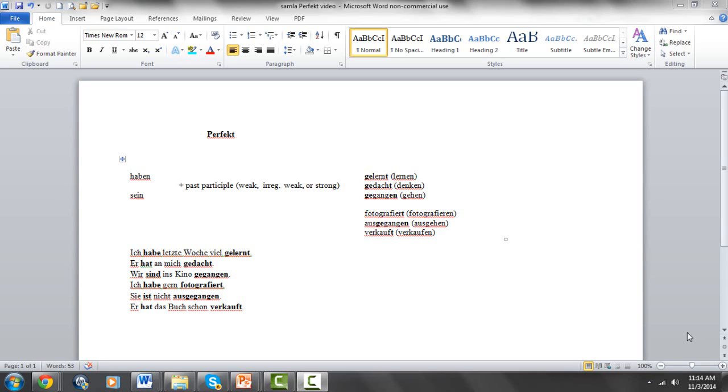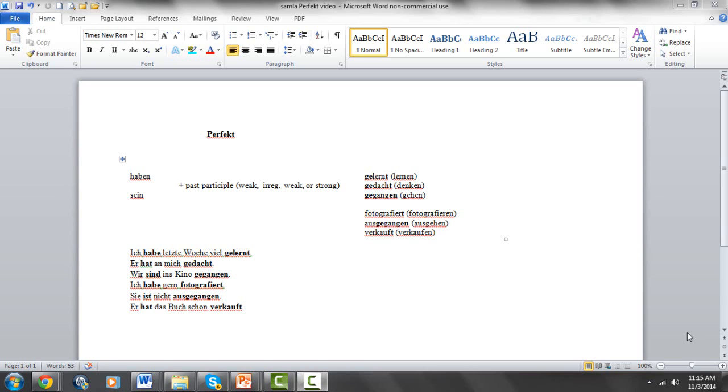In German, there are weak verbs, irregular weak verbs, and strong verbs. And just by looking at the verb, you cannot determine whether it's weak or strong. You have to know it. You have to memorize the past participles of the verbs. Now, weak verbs are predictable. There's a rule you can follow, but strong verbs, there's a list of verbs that you just need to memorize.